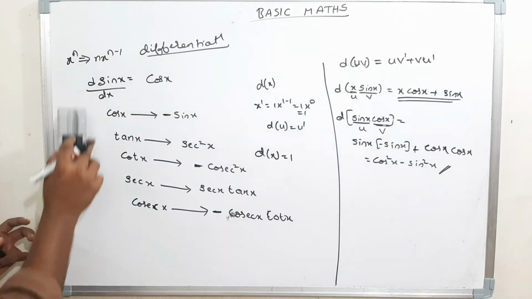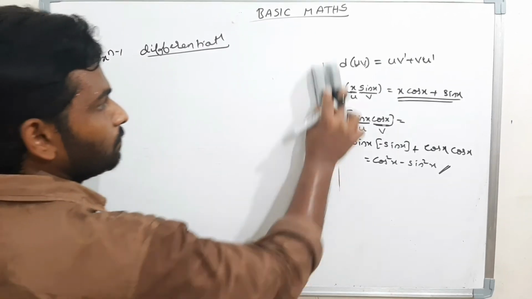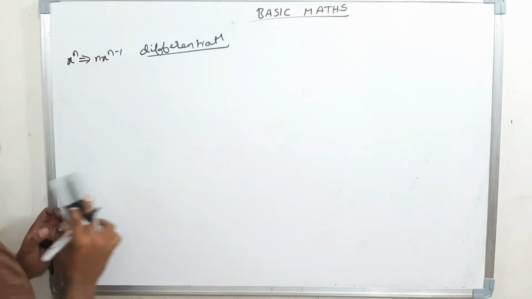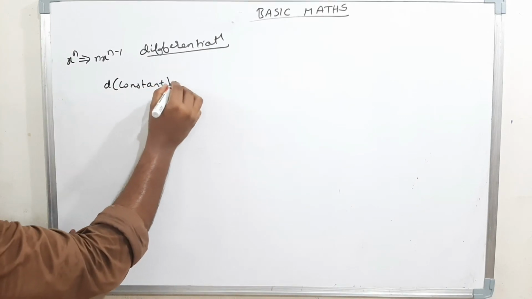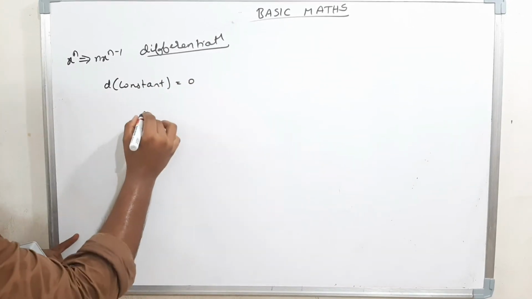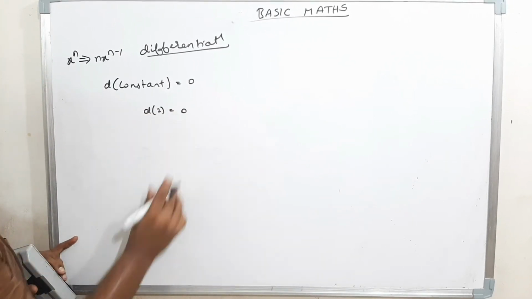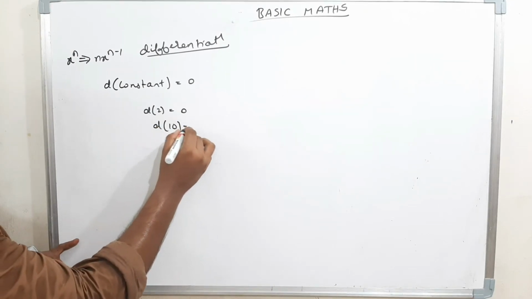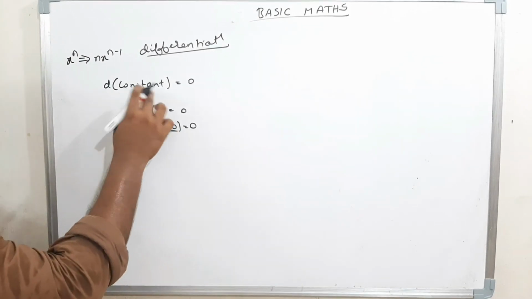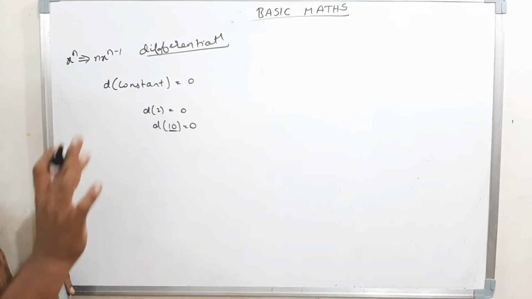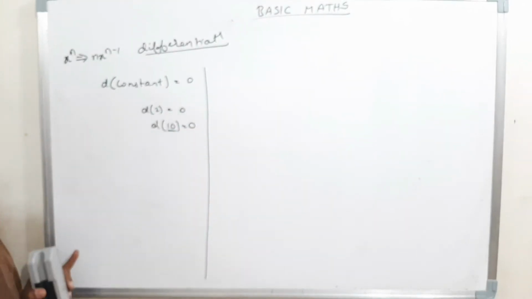Now, a few more things you have to remember. Differentiation of a constant is always equal to 0. That means what is the differentiation of 2? Differentiation of 2 is 0. What is the differentiation of 10? Differentiation of 10 is 0. Whatever the constant, if I am doing the differentiation, the value is 0. Okay, please remember this.